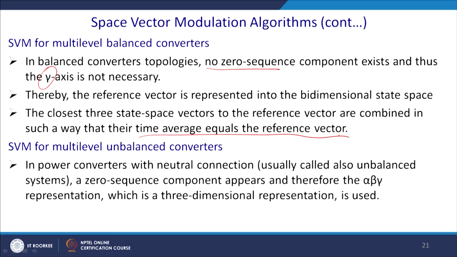In a power converter with neutral connection, usually also called an unbalanced system, a zero sequence component appears, and therefore the alpha beta lambda representation, which is the 3-dimensional representation, is used.